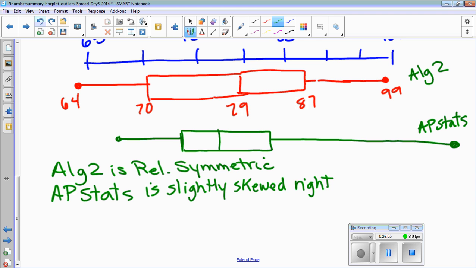The reason I'm telling you this is because number 5 on your thing you're going to turn in today, you have to compare their whatever measures of center you chose. Did you choose median? Did you choose mean? I don't know.